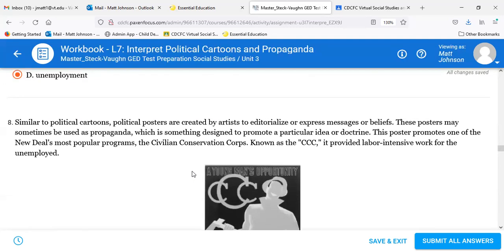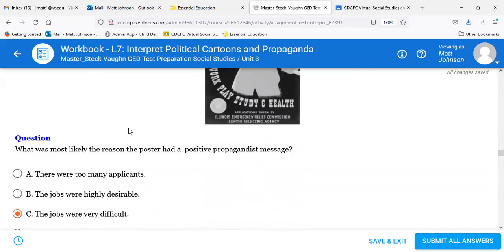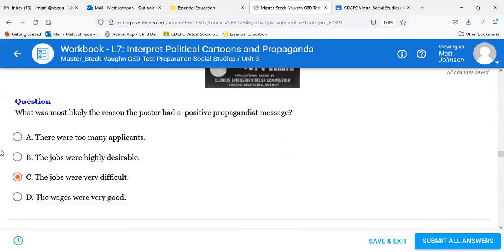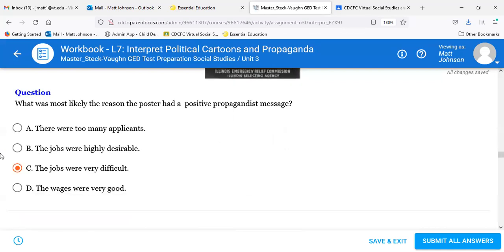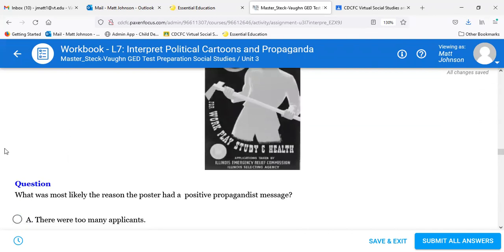Right, and this is where you also have to reference the text. So towards the end here it says labor-intensive work for the unemployed. So yeah, it's one of those. You don't really jump to that when you see the poster and the idea, but yeah, it's about the jobs were difficult. So they're trying to help sell the jobs too. And you do that with a smiling guy who's wielding an axe.